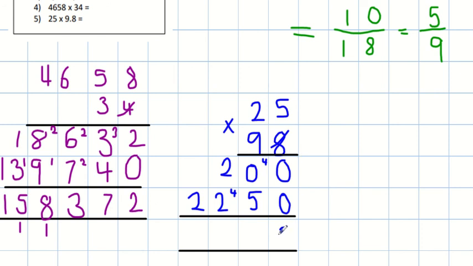0 and 0 is 0. 0 and 5 is 5. 2 add 2 is 4. 0 or nothing and 2 is 2. Now, I multiplied 9.8 by 10 so that I could ignore the decimal point. So I've got to divide this number by 10 now to put the decimal point back in its correct place. So I know that it would be here, and my answer would be 245.